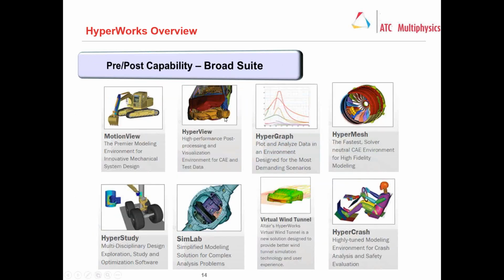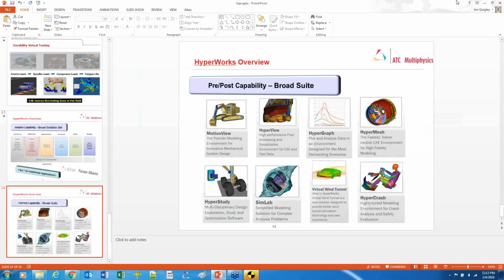From a pre-post or modeling visualization standpoint, again, there's a full range of products. HyperMesh, something many of you may have heard of, is kind of a flagship product for finite element analysis. HyperView for animations, HyperGraph for plotting. We're going to be using those a lot. And then the primary preprocessor for multibody dynamics is MotionView. So primarily today we're going to be using MotionSolve with a few times that we'll step into HyperView and HyperGraph when we want to do results visualization. So that's kind of the overall framework.